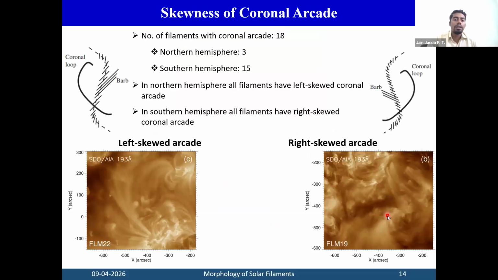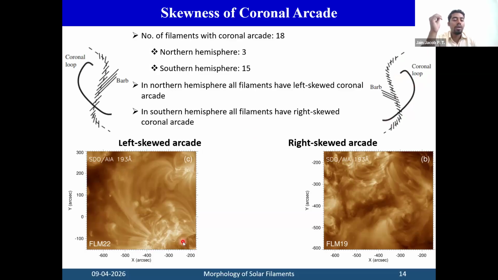So again, another part is skewness of coronal arcade. With the filaments, we found coronal arcades in 18 filaments: in the northern hemisphere we found 3 coronal arcades associated with the filaments, and in the southern hemisphere 15 filaments having coronal arcades. So the coronal arcade having this orientation will be considered as left skewed, and this orientation with the filament can be considered as right skewed.